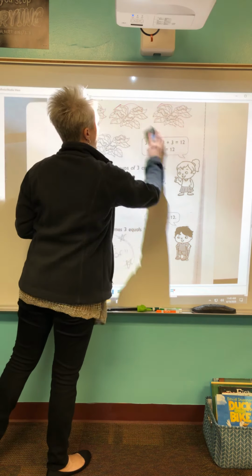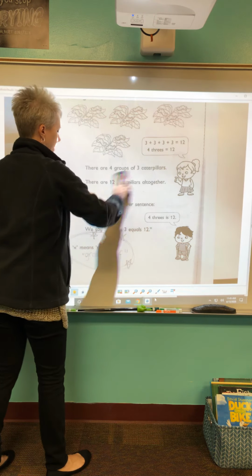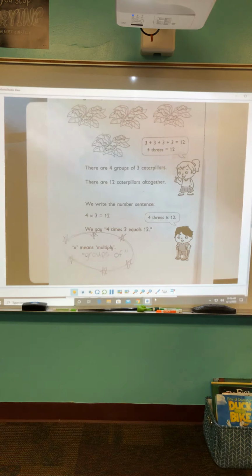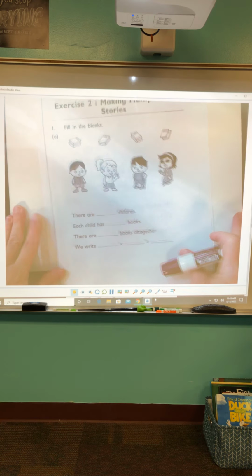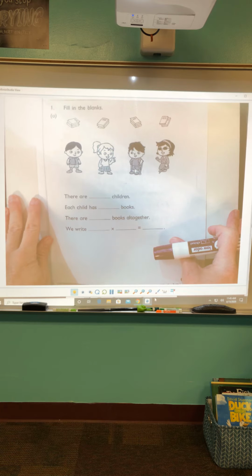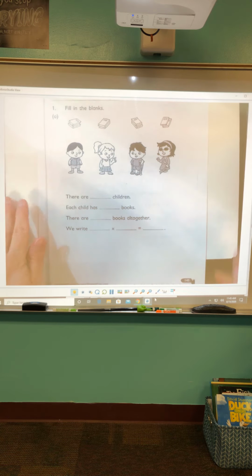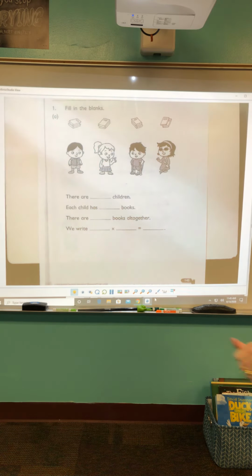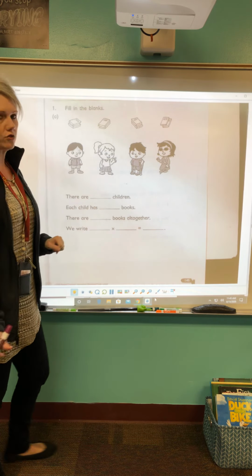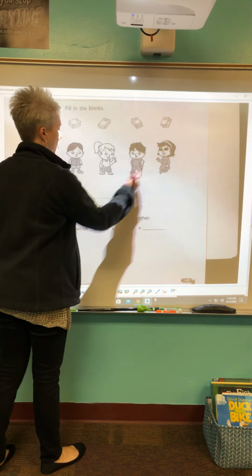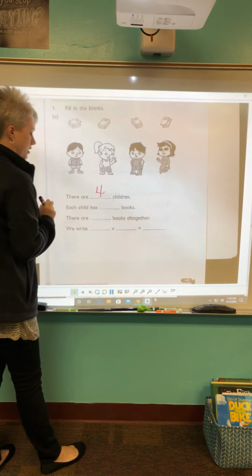Alright, on the next couple of pages is where you'll actually get to practice this. Page 145, it has a 145 right down here at the bottom, and it looks like this. So we're going to fill in the blanks. Alright, these are our children. These are their books, okay? There are blank children. How many children? 1, 2, 3, 4. There are 4 children.